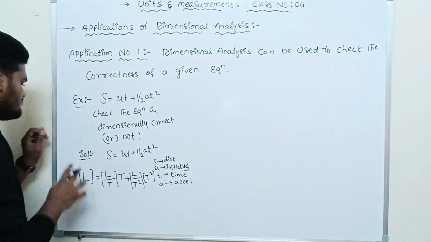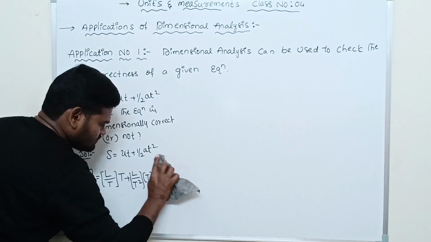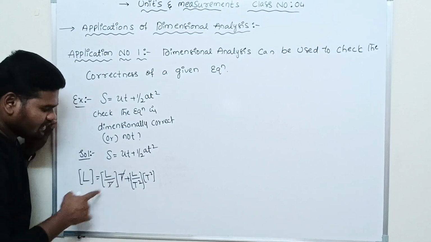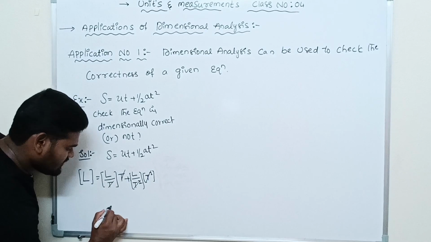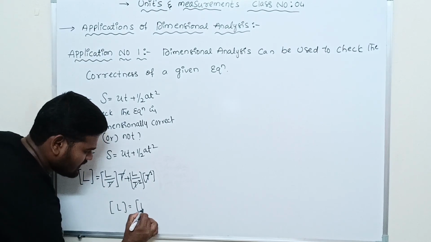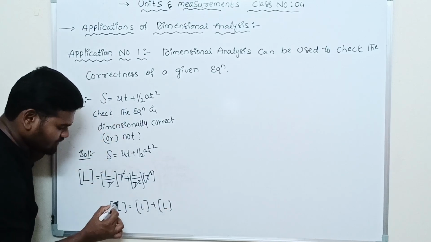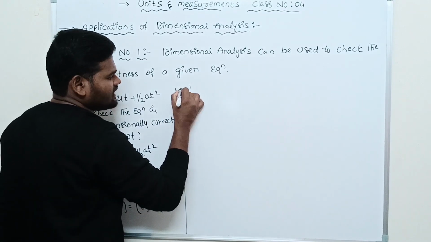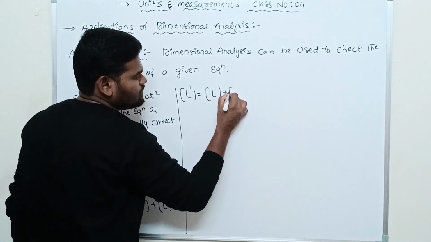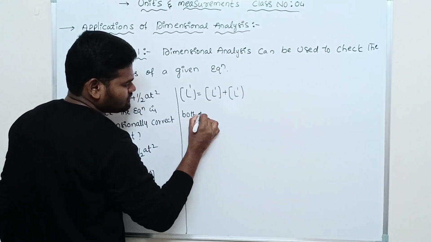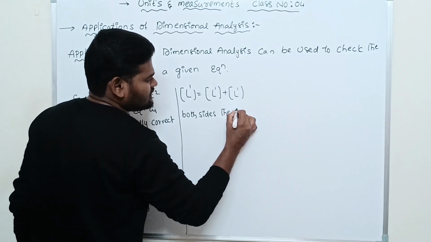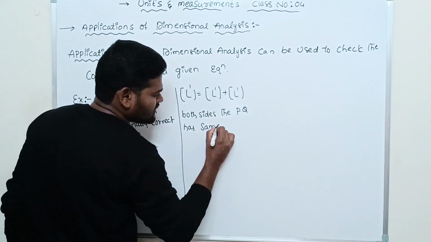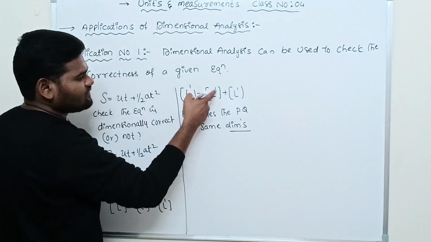Shall I rub this? Have a look here. T gets cancelled out, and t² gets cancelled out, and finally we get L = L + L. What is the power of L? 1. The power of L is 1. So what we got? L¹ = L¹ + L¹. On both sides the physical quantity, length, has the same dimension. Have a look: 1, 1, 1.